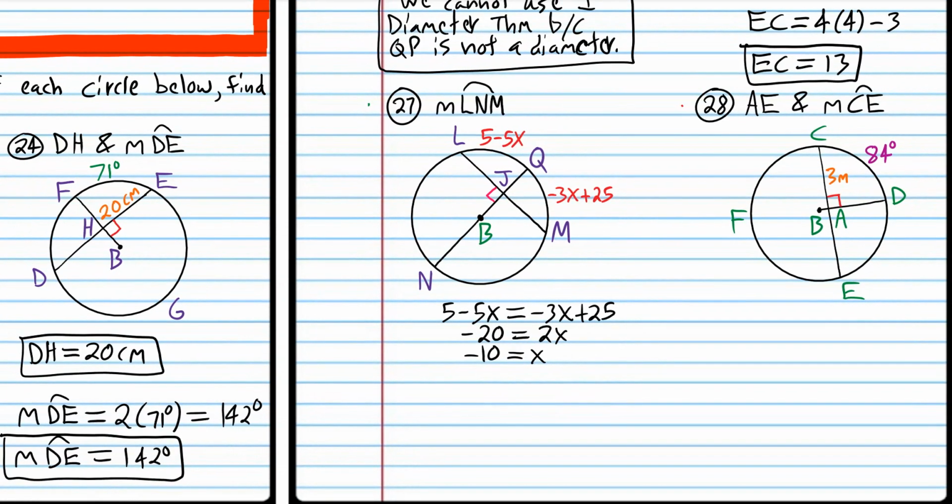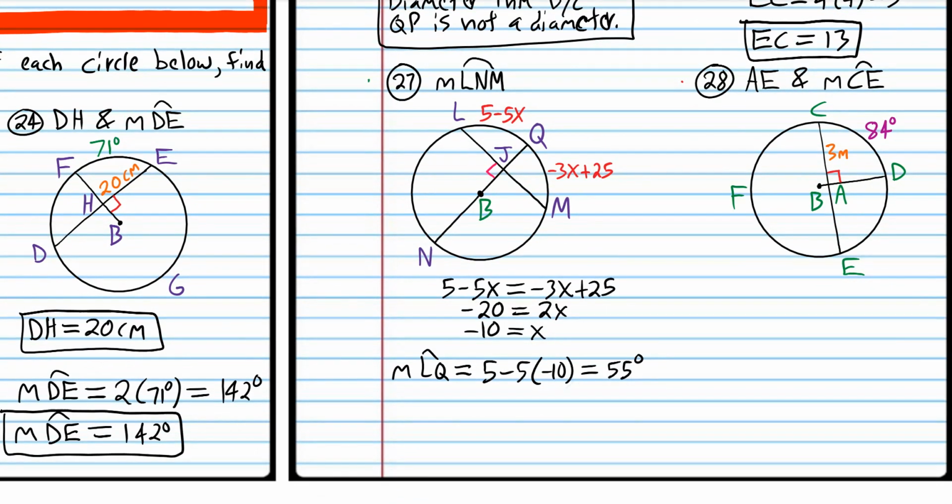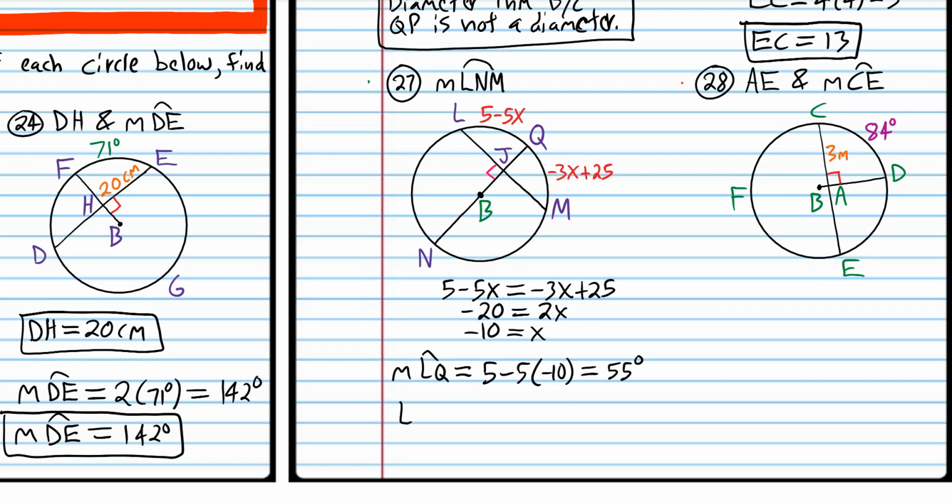Now there's a bunch of different ways you could do this, I guess, but I'm going to find the measure of arc LQ first. So the measure of arc LQ is equal to 5 minus 5 times the x value we just found, which is equal to 55 degrees. Now that means that LM, this entire arc here, is just the sum of those two.